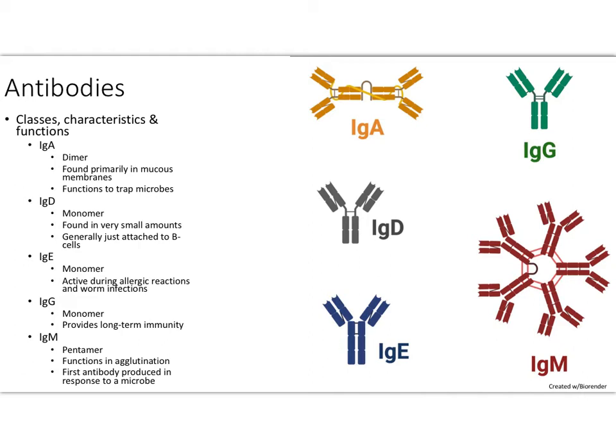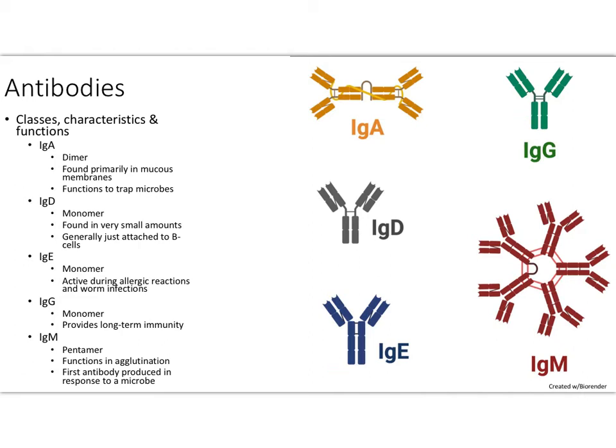IgE is our next one. This is also a monomer, and this one is primarily active during allergic reactions and when someone has a worm infection. So if you have a patient who has high levels of IgE, or if you yourself have high levels of IgE, then chances are good that that person or you either have allergies or are having an allergic reaction to something at that moment in time, or you or they have a worm infection.